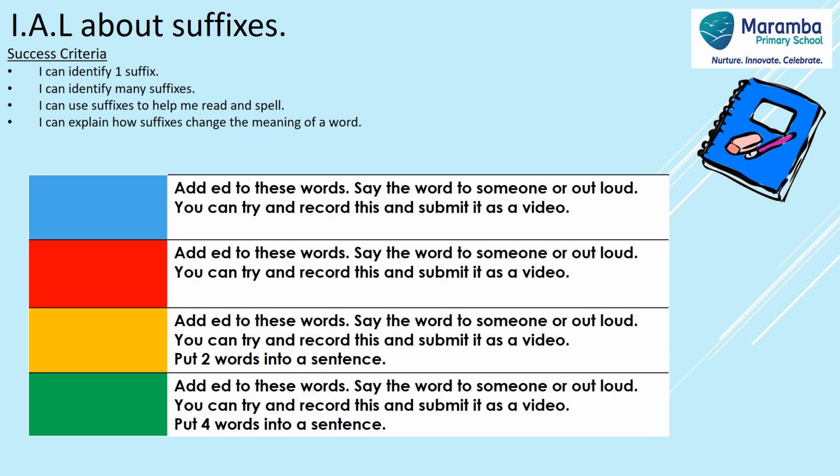So Blue Group will be adding ed to those words. Say them to someone or out loud. And if you can, you could even try and record them on a video and submit that to Dojo. That will also be the same for Red Group. Yellow Group will be doing the same, and I'd like you to write at least 2 of those last words in a sentence. And Green Group, you can try and do the same, but at least 4 words. If you're feeling really confident and would like the super challenge, you can do all of the words.